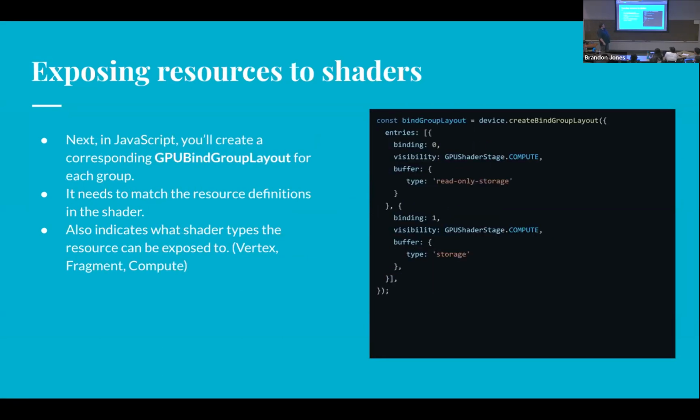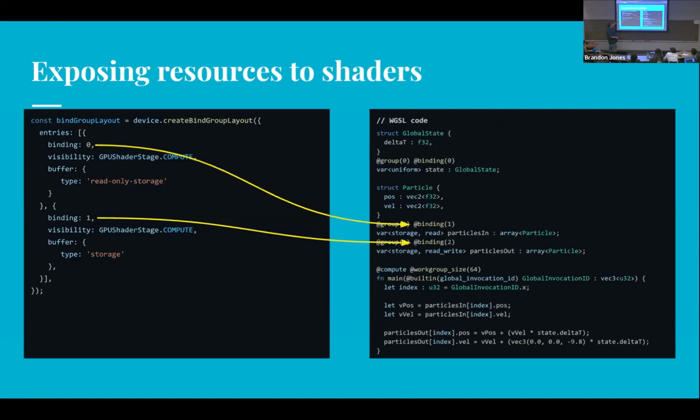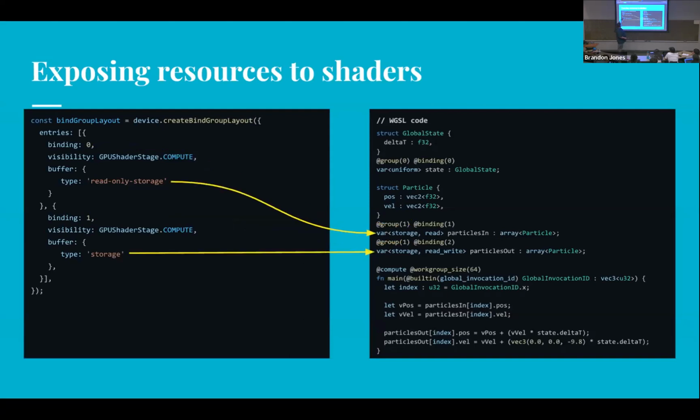And then in JavaScript, we're going to go and repeat all that information. This feels like a pain, but basically you're going to create a bind group layout. In this, you're going to match up the binding numbers with the binding numbers that you gave in the shader. You're going to match up the types of your resources with the types that you declared in the shader. And it's going to give you out a handle for that thing, the bind group layout.